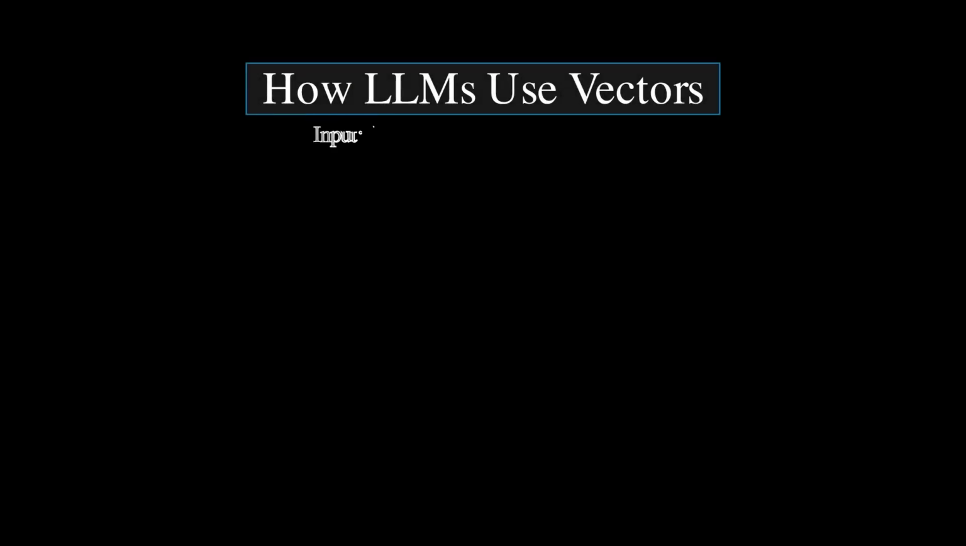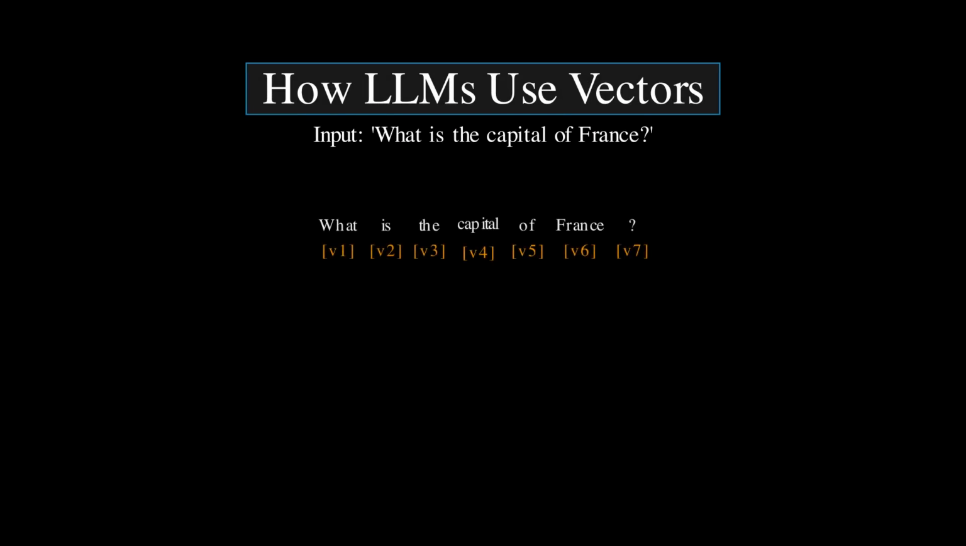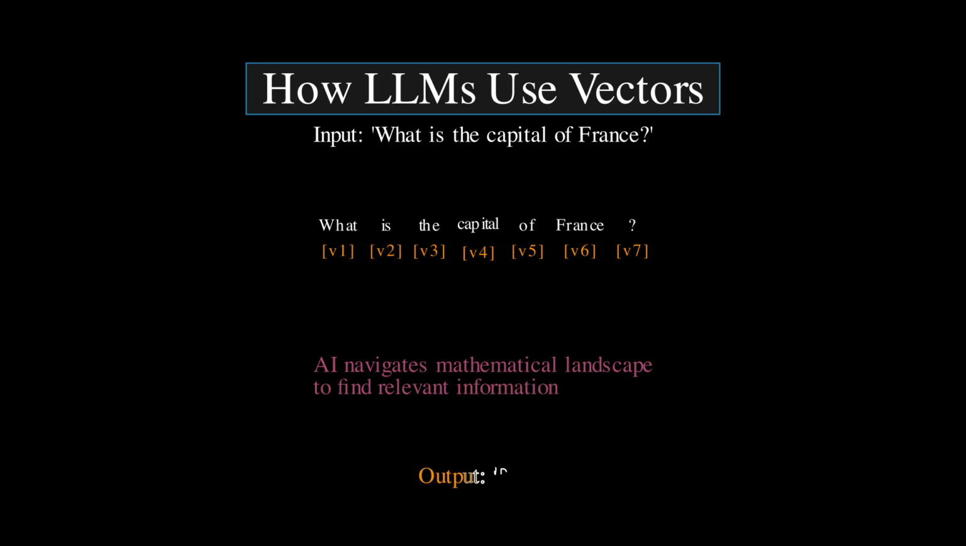Let's see how large language models actually use vectors. When you type a question into ChatGPT, every word is instantly converted into a high-dimensional vector. The model then uses these vectors to understand context, find relevant information, and generate responses. It's like having a vast mathematical landscape where similar concepts cluster together. The AI navigates this landscape, finding patterns and relationships to understand what you mean and predict what comes next. Every word, every sentence, every idea becomes a point in this mathematical space that the AI can explore and manipulate.